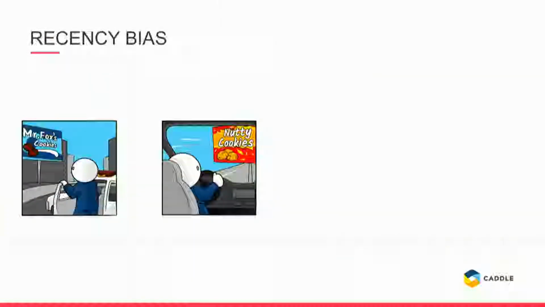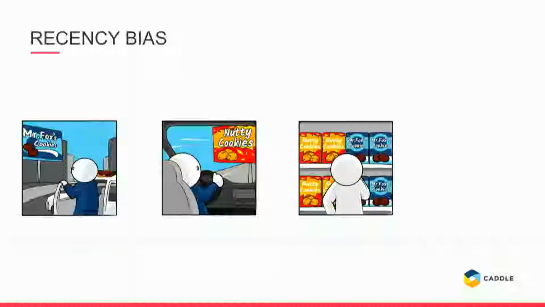Recency bias, we're going to look at a little bit of a story here. So John has just finished work and he's getting into his car. And he sees a billboard for Mr. Fox's Cookies, and he says, you know what, that sounds spot on, I want to get some Fox's Cookies on the way home. So he's driving home. Just when he gets off the highway, before he gets to the store, he sees a billboard for Nutty Cookies. And he's like, oh, the cookies, yeah, I definitely want to get those cookies. That reminds me, I'm going to stop at the store.